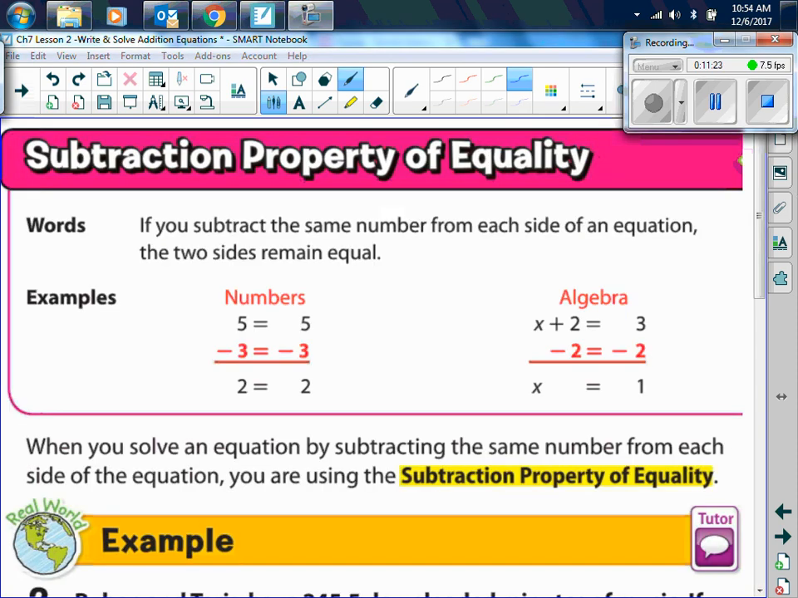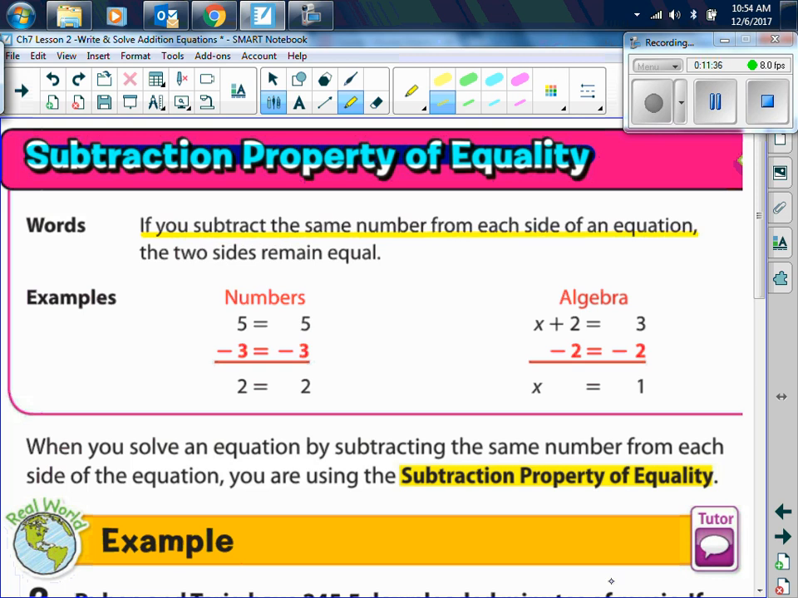So, this is a subtraction property of equality. Make sure you write down your heading. This is the subtraction property of equality. And I want you to write down what the property says. It says that if you subtract the same number from each side of an equation, the two sides will remain equal, which is what we did in the last examples. We subtracted the same number from both sides, so the equation stayed equal.